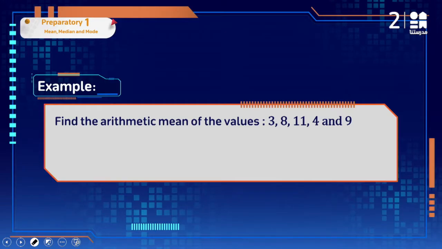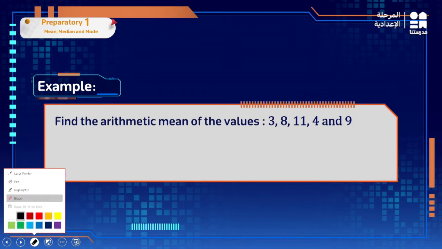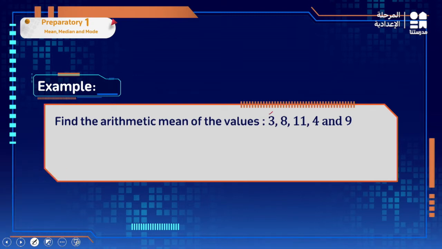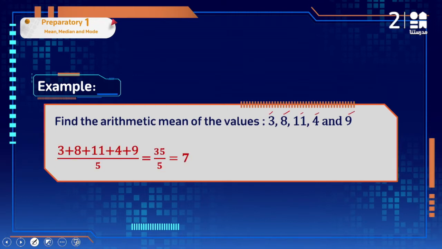Find the arithmetic mean of the values 3, 8, 11, 4, and 9. So we are going to add the 3, 8, 11, 4, and 9, then divide by what? How many values are there? Let's count them. 1, 2, 3, 4, 5. So we are going to divide by 5. Here, 3 plus 8 plus 11 plus 4 plus 9, divide by 5. When we add them, we will get 35 over 5, which is 7. So the mean is 7.